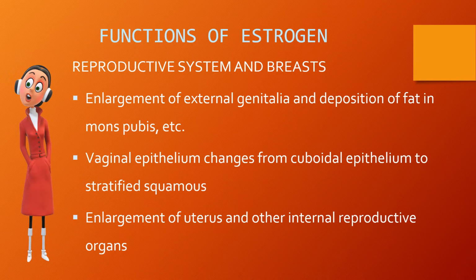So the function of estrogen in the reproductive system and the development of the breast: the estrogen is responsible for the enlargement of the external genitalia and the deposition of fat in the mons pubis and other parts of the body, like the hips and the back. With estrogen, the vaginal epithelium changes from cuboidal epithelium to stratified squamous, and estrogen is also responsible for the enlargement of the uterus and other internal reproductive organs.